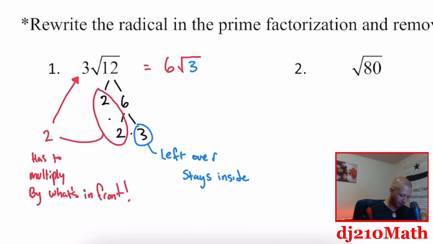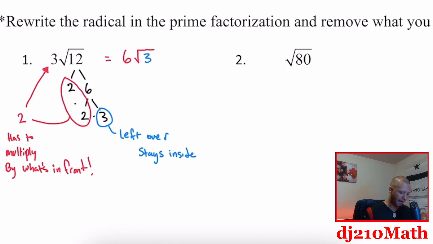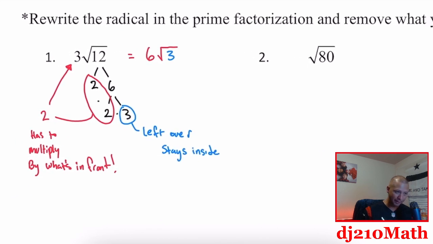Let's try it again. So, recapping: you break the inside part down into its prime numbers. You pull out any and all pairs as a single number, multiply them if there's multiple ones, and you put it in front, outside of the square root. Whatever's left over, basically no pairs, if it's a single number, it stays behind and it stays inside.